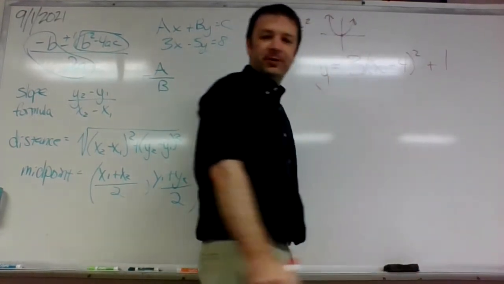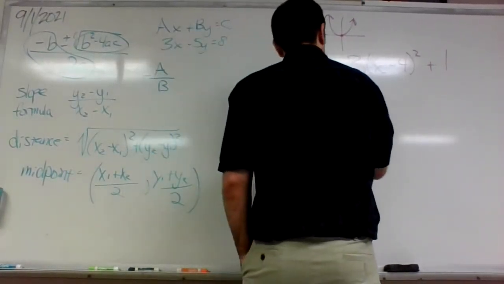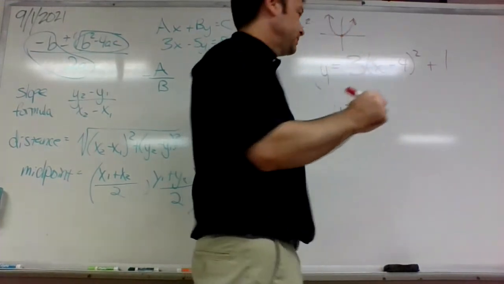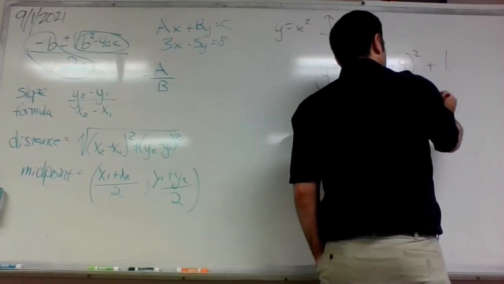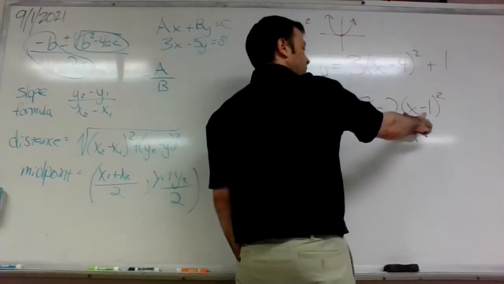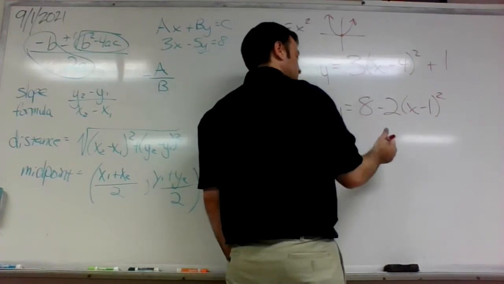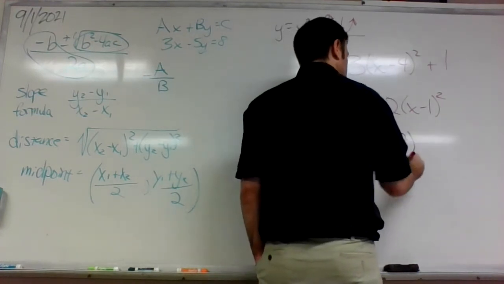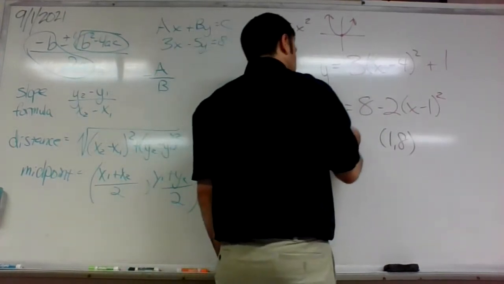Number 20 was actually 8 minus 2, x minus 1. They wrote theirs in a different order from mine. So the vertex is at where? Positive 1, positive 8. Okay, so that's the vertex.